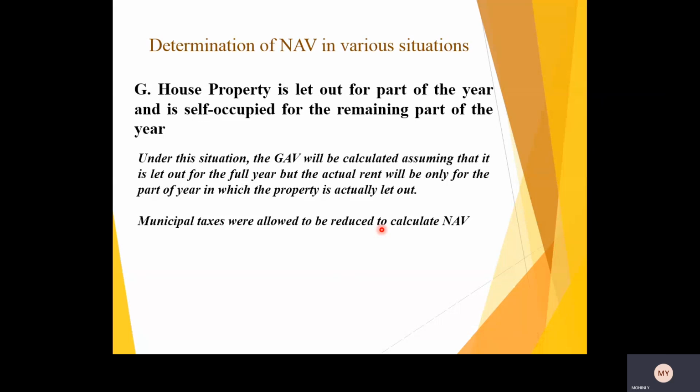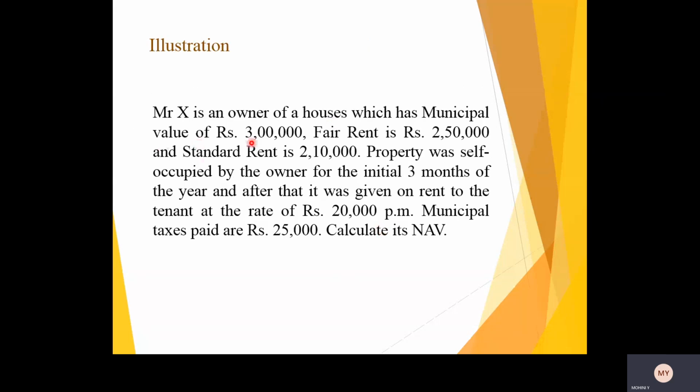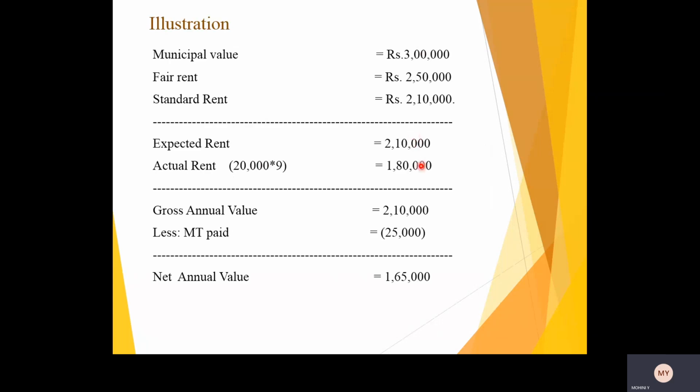For example, Mr. X is an owner of a house which has this municipal value, this fair rent and this standard rent. It is written specifically that the property was self-occupied by the owner for the initial 3 months of the year, and after that it was given on rent at the rate of rupees 20,000 per month. Municipal taxes paid are rupees 25,000. Calculate its NAV. So this is similar. So the expected rent should be 2,10,000. So it is 2,10,000. Actual rent: it was given on rent for only 9 months, so 1,80,000. Gross annual value is 2,10,000 minus 25,000 municipal taxes paid.